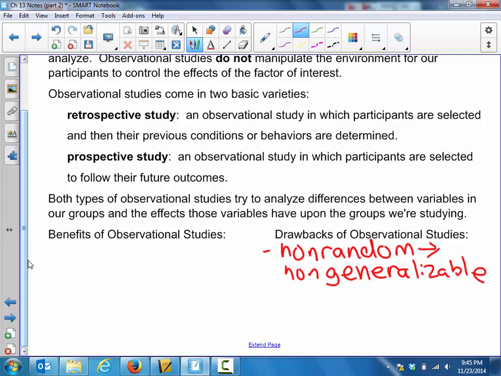Okay, so there's one drawback, non-random. The other problem too, especially with a retrospective study, is accuracy of information. In that sense, I mean that it's pretty hard to know if, let's say you're looking at records of people in the 1950s, and for some reason there was a calamity that happened right after World War II, and you're wanting to analyze the effects of that calamity upon people in a certain area.